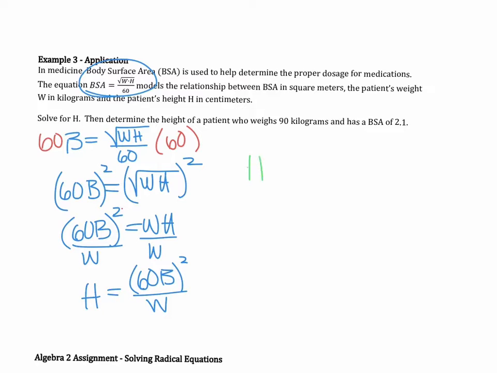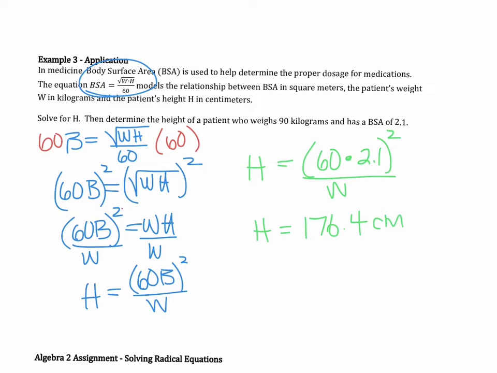So height equals quantity 60 times 2.1 squared over w. So the height of this person is 176.4 centimeters. So here's a simple application problem of solving a radical equation.